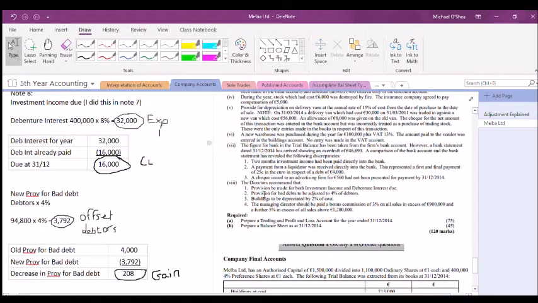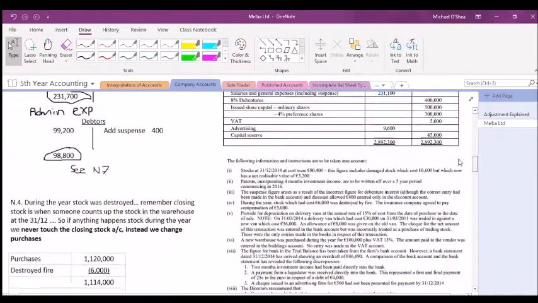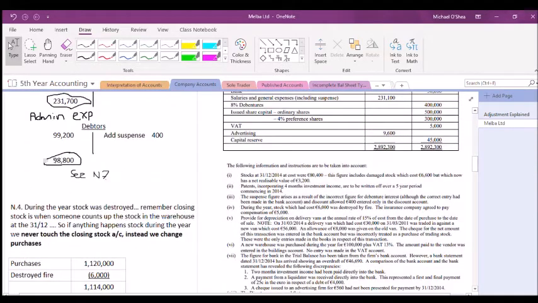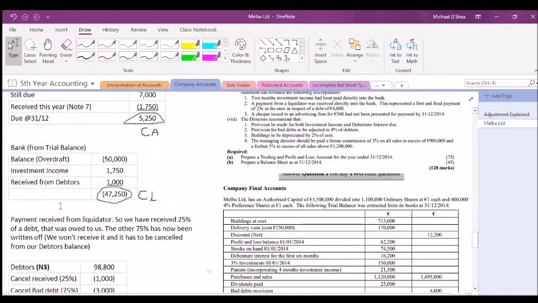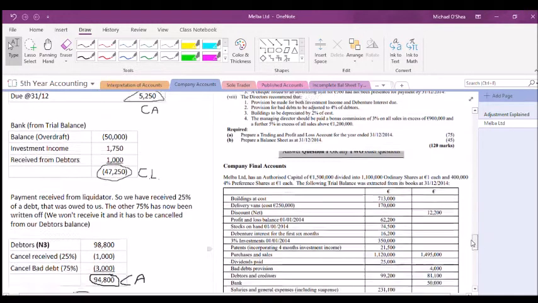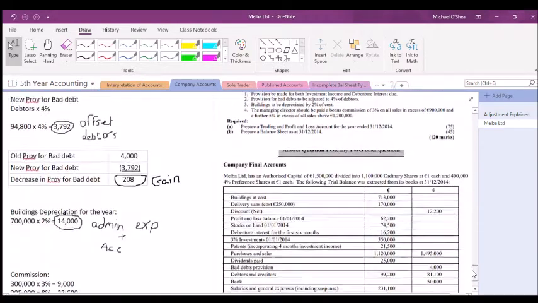Second one here, provision for bad debts to be adjusted to 4% of debtors. Now, we were required to change debtors twice. We changed it above here, and then again in the bank note. We went off and we changed debtors again. Sorry, I'm reading this completely wrong. This was our debtors balance, 94,800. That's our debtors balance. So providing you get that right, it sets you up here nice and easy to pick up a good few marks.